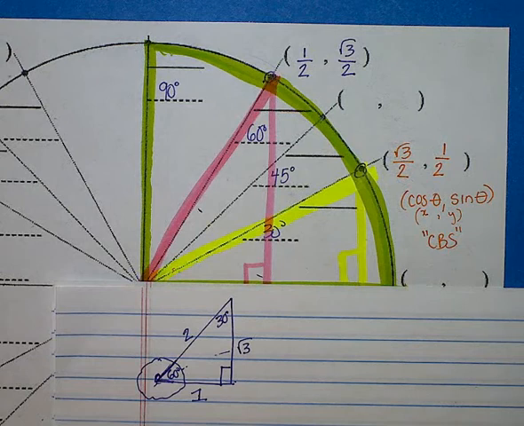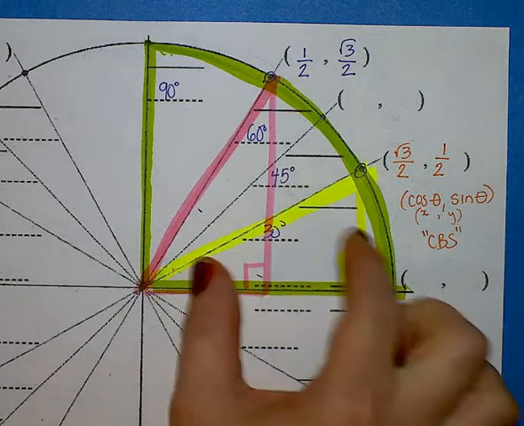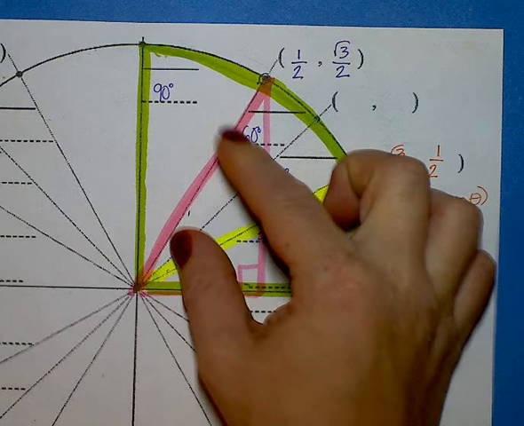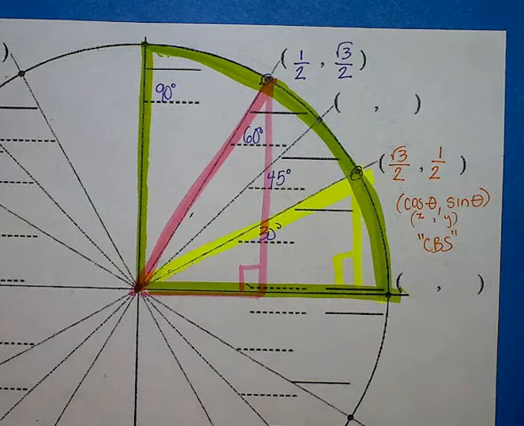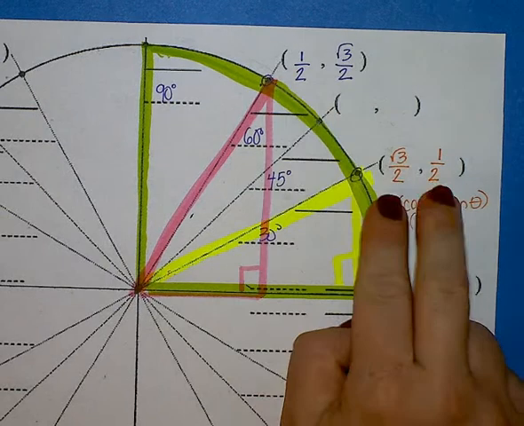Okay, look how similar these are. See how this yellow triangle and this pink triangle are exactly the same? We've just switched how they're put into the circle. Does everybody see that? Do you see how these are exactly the same? We've just switched them as well.